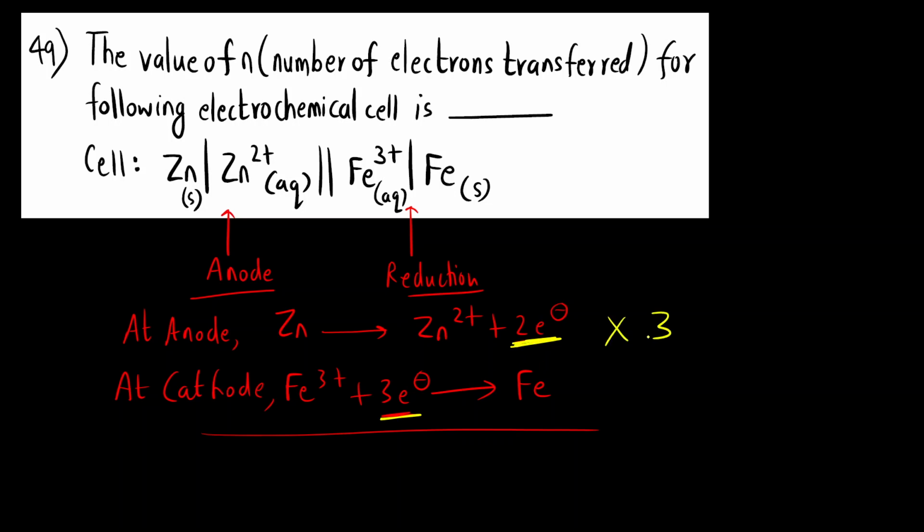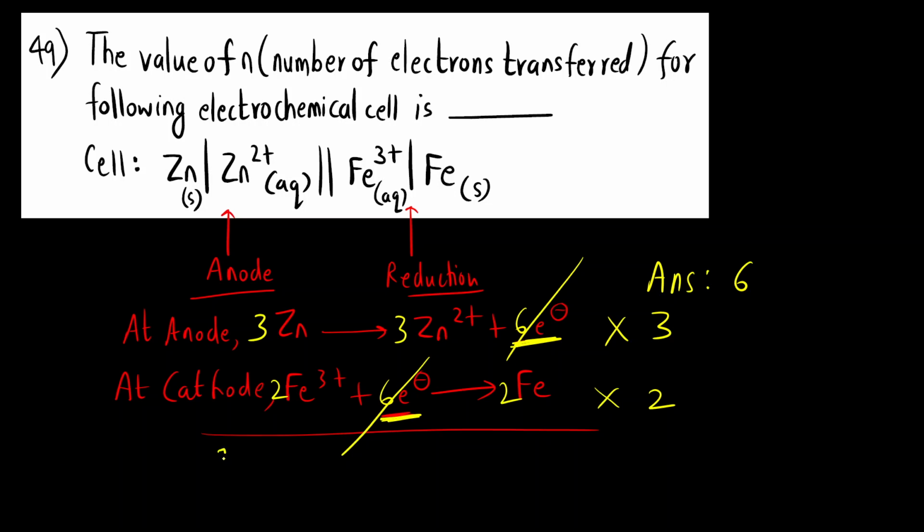I can multiply this by 3. 3 into 2 is also 6. So 6 and 6 will get cancelled. So multiplied by 3, this will be 3 Zn, 3 into 2 is 6 electrons. Here also, 3 into 2 is 6, and 2 Fe. Now we can cancel this. So how many electrons are involved here? Correct answer will be 6.